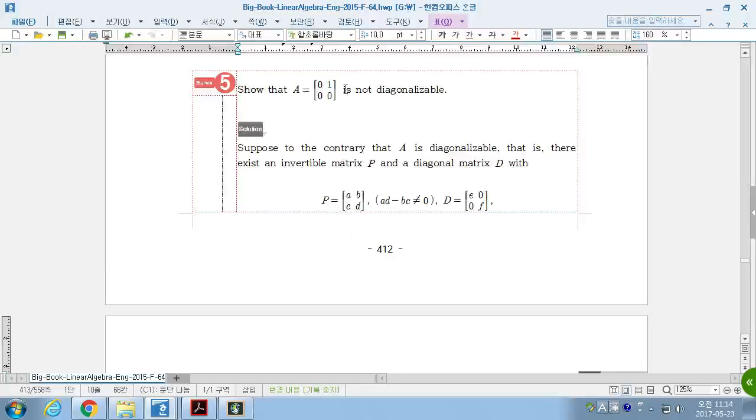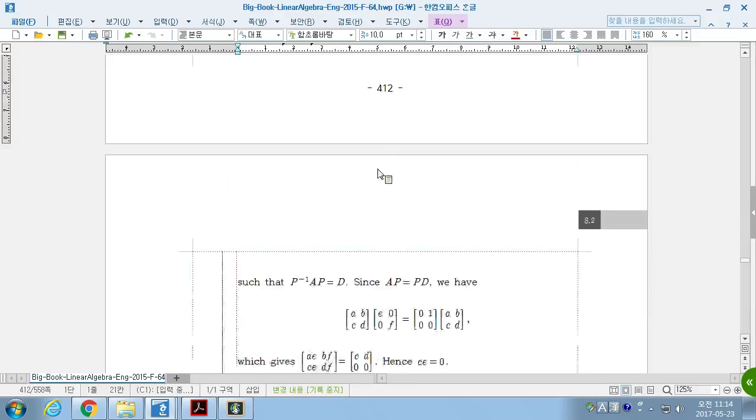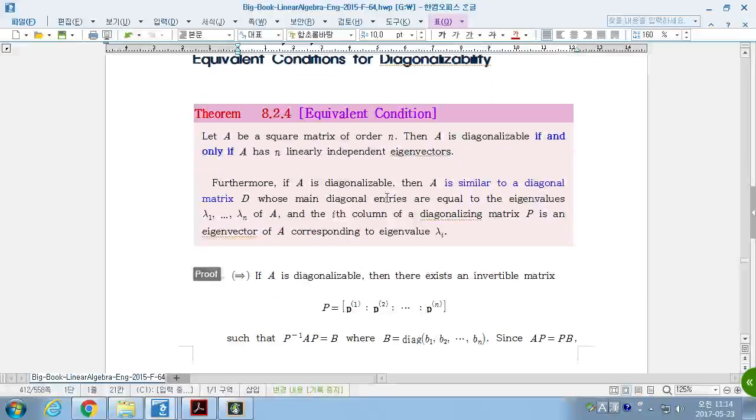This matrix, this form, will be treated in detail in chapter 10, Jordan canonical form. This is called one of the Jordan blocks, the simplest Jordan block that you will see. So you will see more about non-diagonalizable matrices in chapter 10. Now we concentrate on diagonalizable matrices.